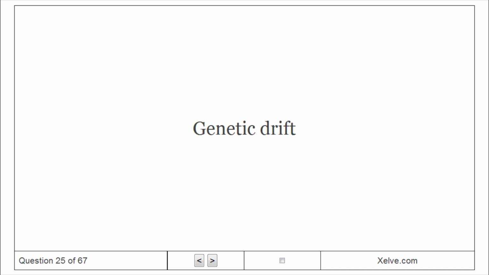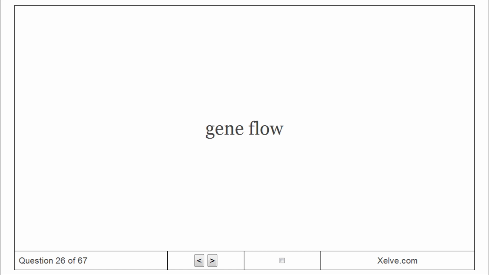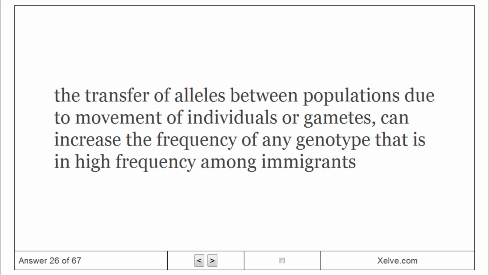Genetic drift: the chance fluctuation in the gene pool can cause genotype frequencies to change over time. Gene flow: the transfer of alleles between populations due to movement of individuals or gametes can increase the frequency of any genotype that is in high frequency among immigrants.